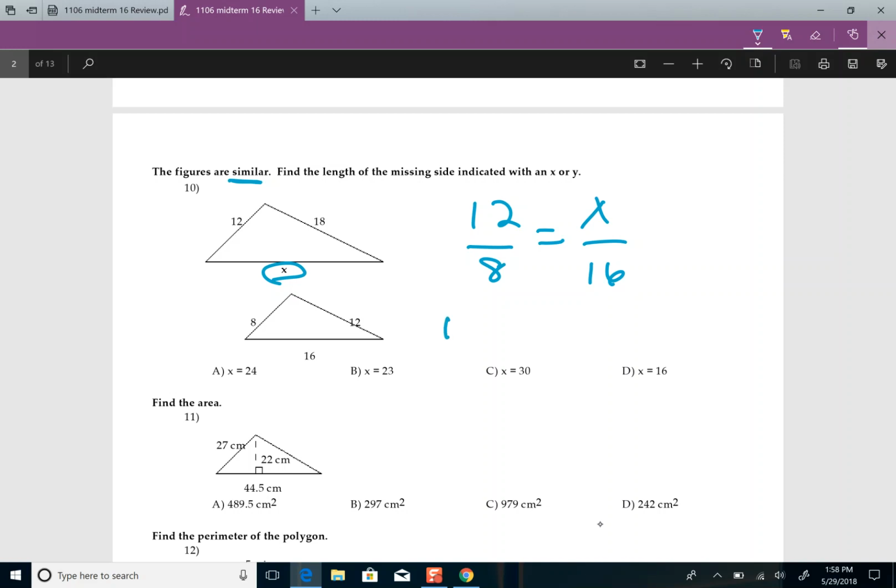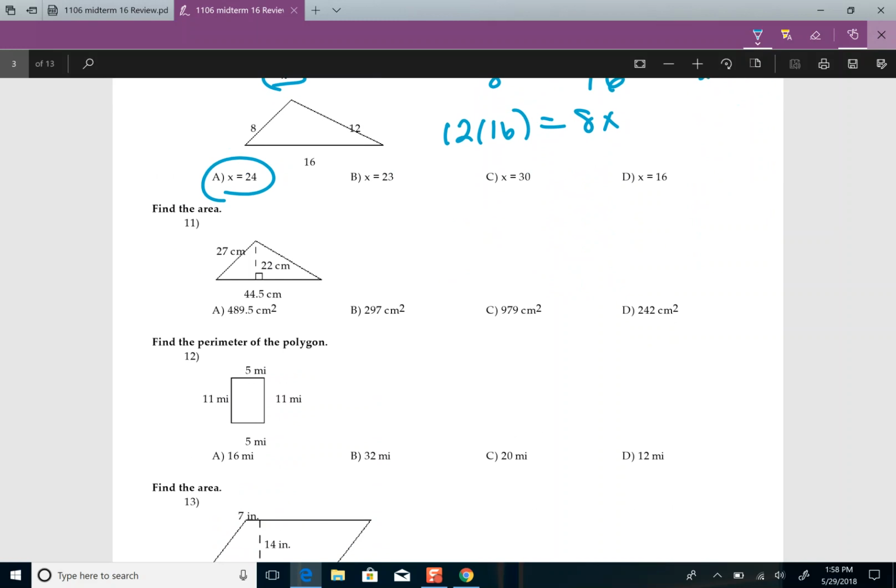And then we did cross multiplying. So I do 12 times 16 is 8x. On my calculator, 12 times 16 is 192. That's 8x. I'm going to divide by 8, and I got 24. So you can see that's A.